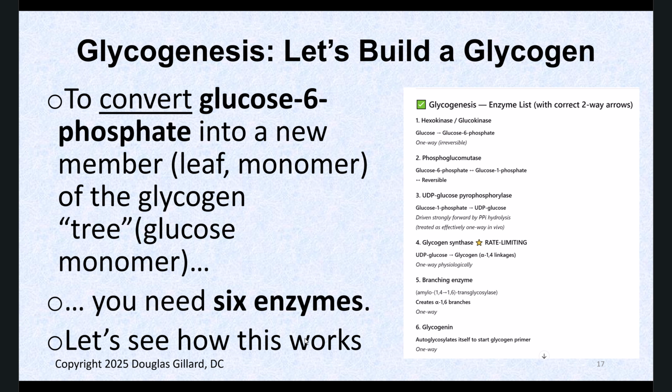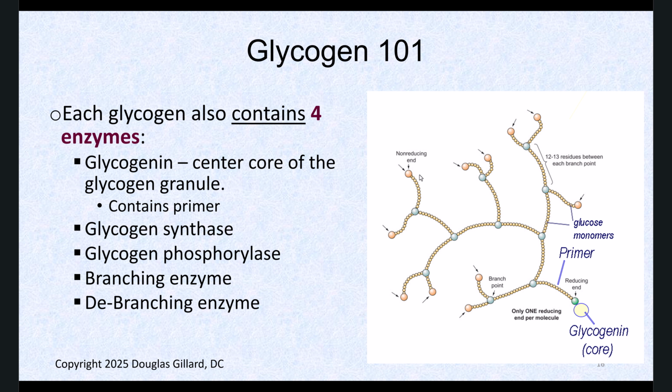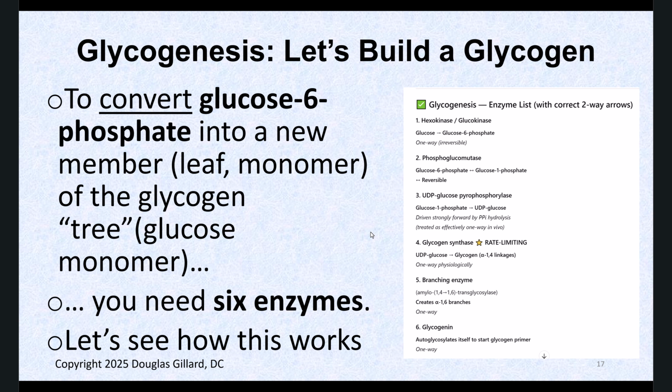Let's build a glycogen. To convert glucose 6-phosphate into glucose that you can stick on a branch, we're going to talk about sticking one new glucose on. I guess they're all branch points here, but actually we're going to talk about sticking the very first one on a primer. There's 6 enzymes. You can read them here. We're going to go through them, though, so let's not go through them right now.